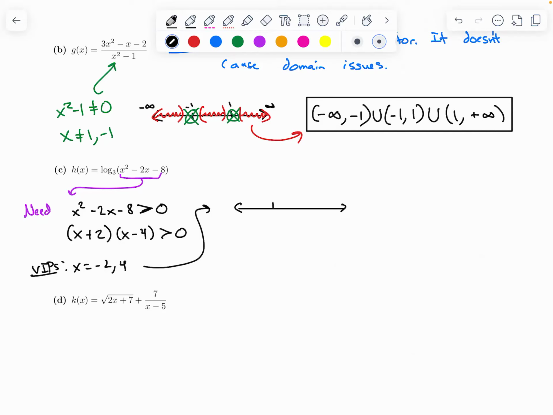Here is -2. Here is 4. And we use some test values: x equals -3, x equals 0, and x equals 5. And the way I work through these ones, in case you did it differently, I use some test values.